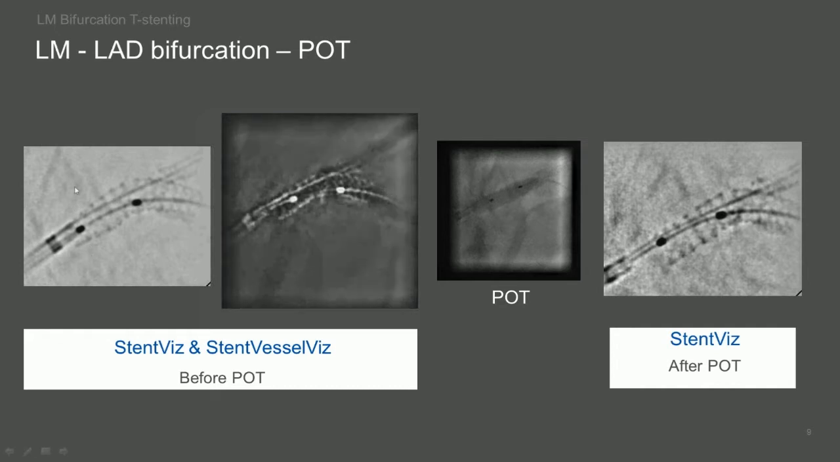So for this case, we can clearly see with the StentVision that the stent was not well open on the ostium. So it is very important to open it well with the non-compliant balloon and to make a very proximal optimization technique. And here with the StentVision, we can clearly see the position of the balloon and the carina. Here the POT is done with a non-compliant balloon, and here we can assess that the stent is well open on the proximal part of the bifurcation.